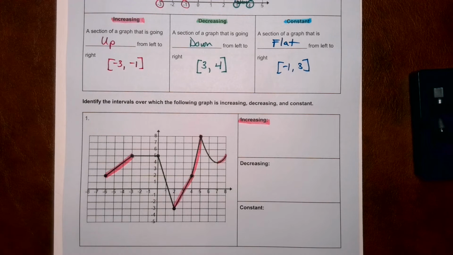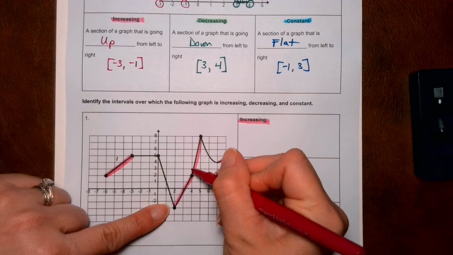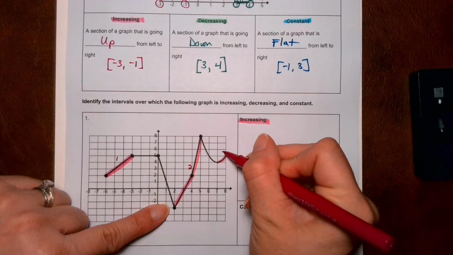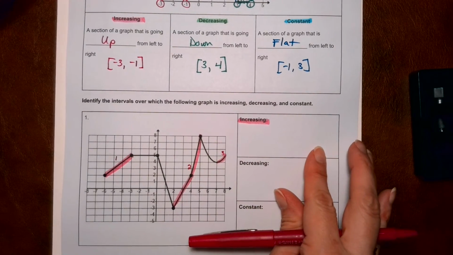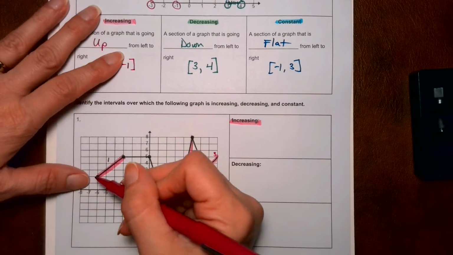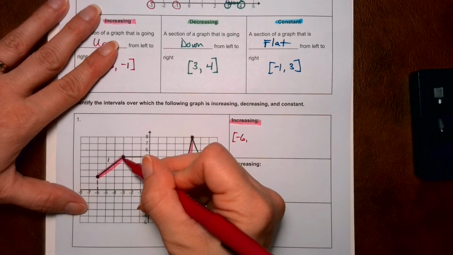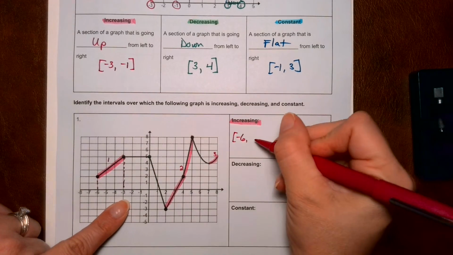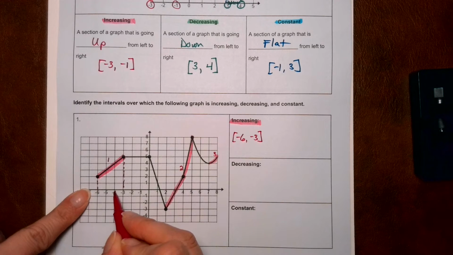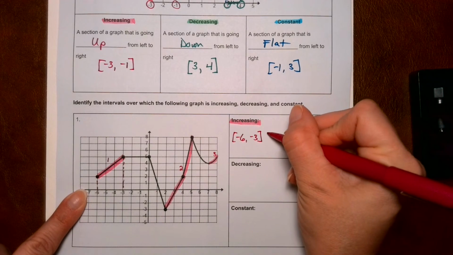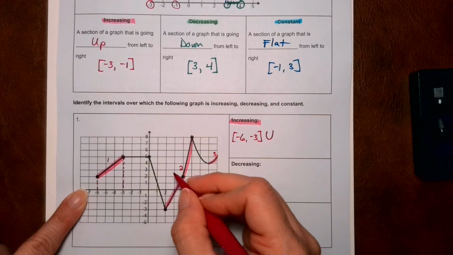So this is piece 1, this is all going to be piece 2, and this is section 3. We're going to have 3 intervals, 3 answers. So where does the first one start? -6, and it goes until -3. With brackets. Remember, you go left to right. And then there is a math symbol, this little union right here. That means and. And there's another section.